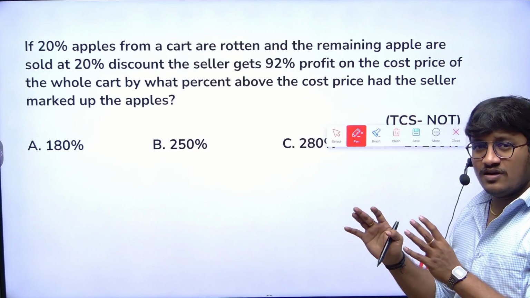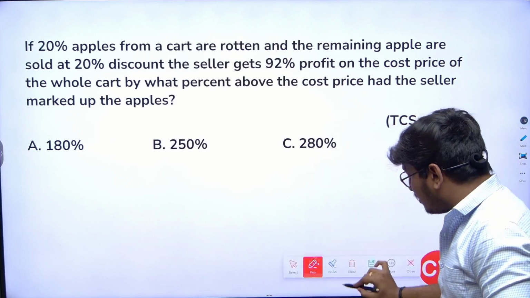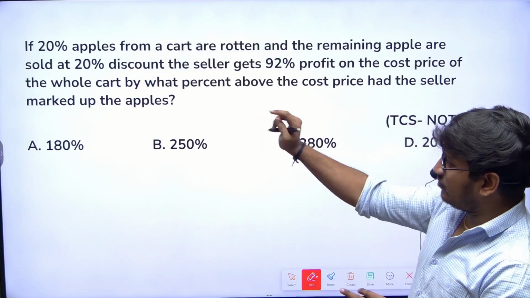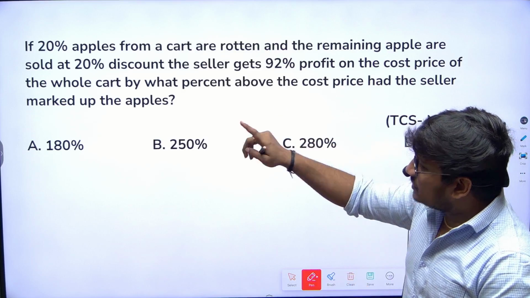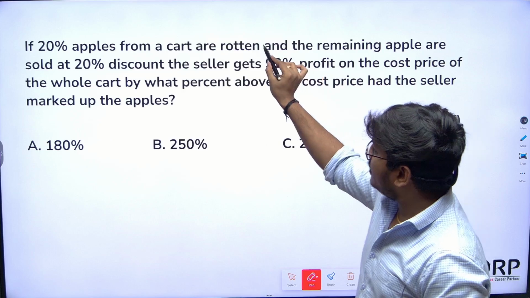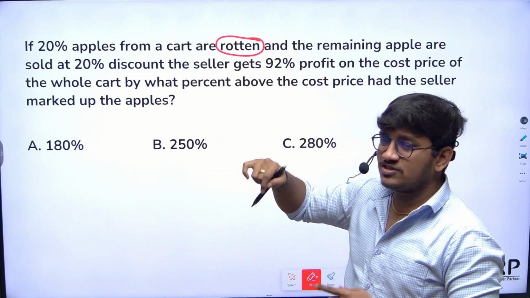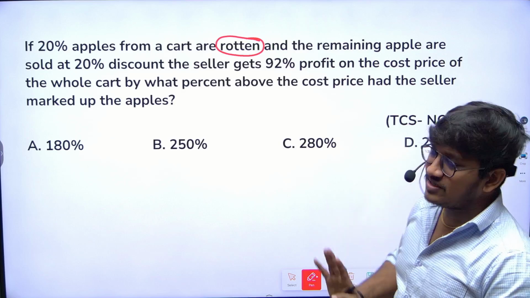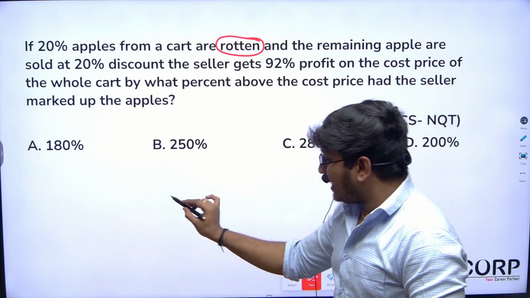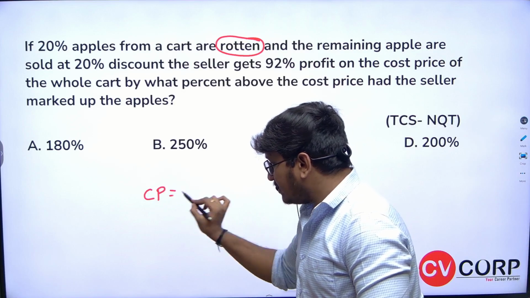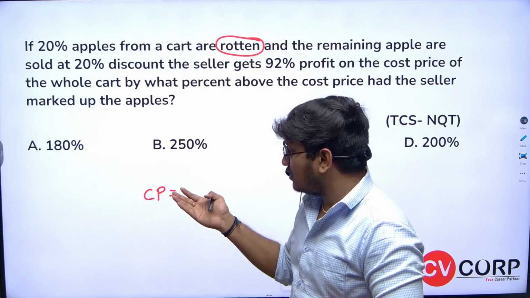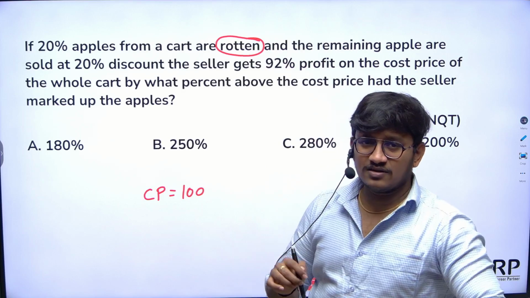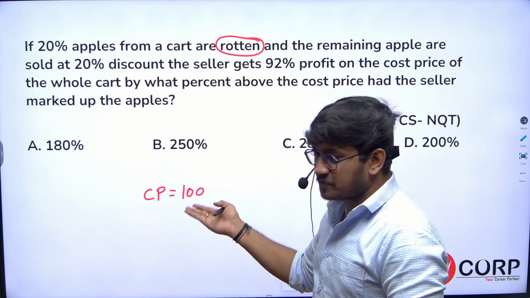The entire profit and loss topic goes with the same flow, by taking that relation between selling price and cost price. If you observe the condition, 20% of the apples from a cart are rotten. We are not sure how many apples there are or what the cost price is, nothing is known. And the remaining apples are sold at 20% discount. Let's assume that when I'm spending to buy apples, that's what we call cost price, so I'm spending 100 rupees to buy some apples. Let's say this is my cost price of the apples.